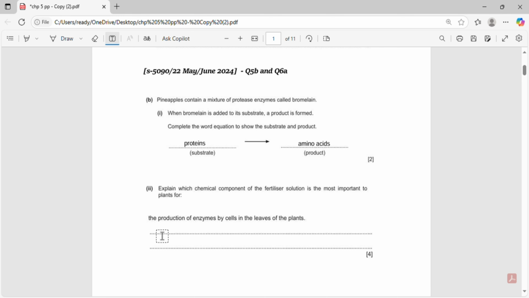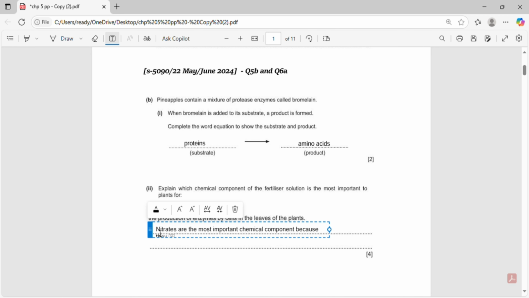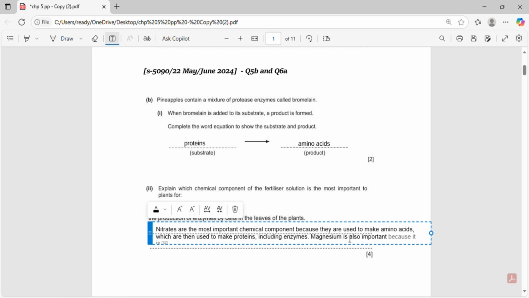For this, we'll say that nitrates are the most important chemical component, because they're used to make amino acids, which are then used to build proteins, including enzymes. While magnesium, on the other hand, is needed to make chlorophyll, which gives leaves the green color.